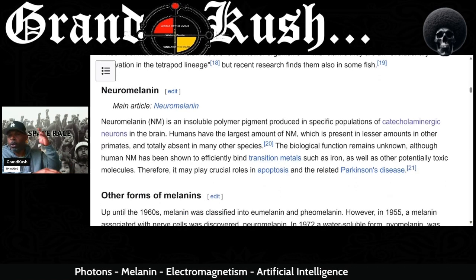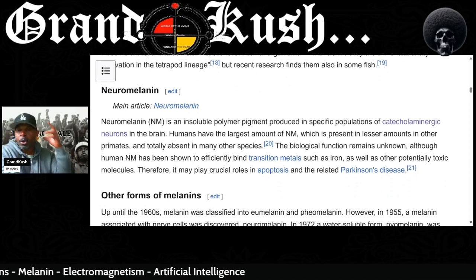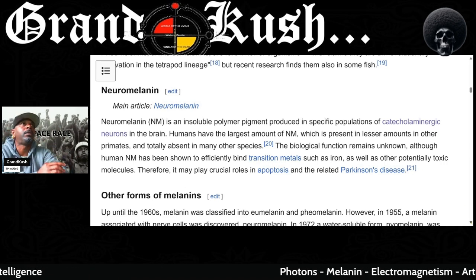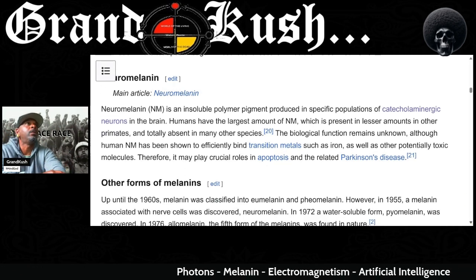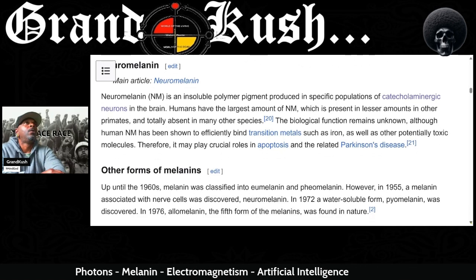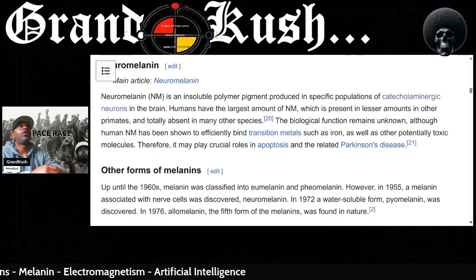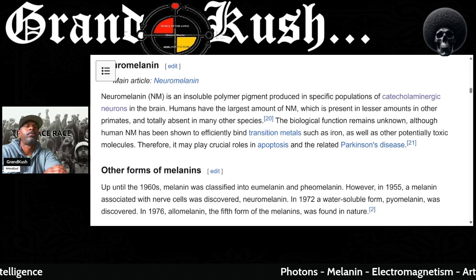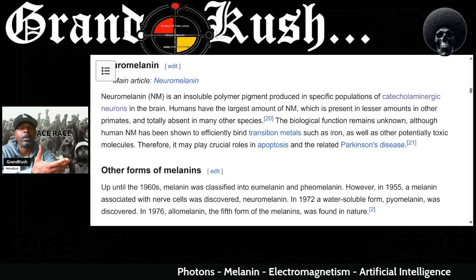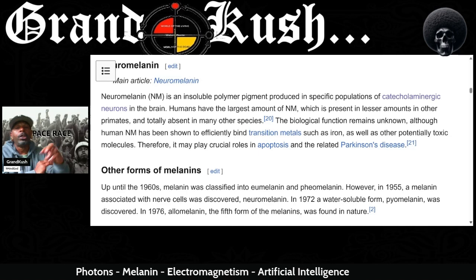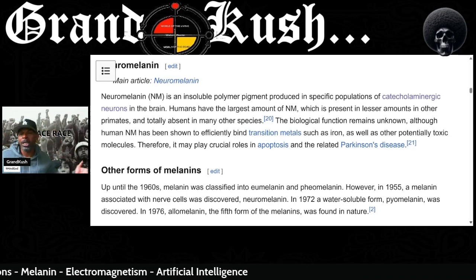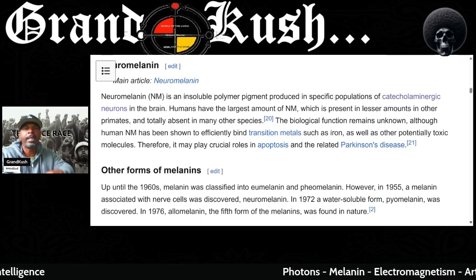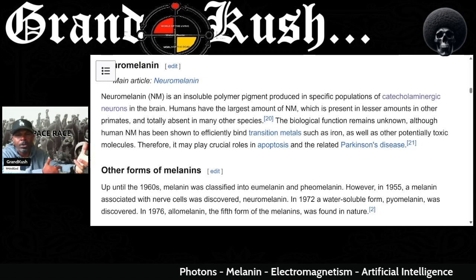The neuromelanin is a drug. And so when you don't have that drug in your head, you start going crazy. They got names for it, but really you are losing it. Humans have the largest amount of neuromelanin, which is present in lesser amounts in other primates. Well, I tell you about the humans and the mankind races. The pheomelaninites can't be humans if they don't have eumelanin. See, you gotta put it together.